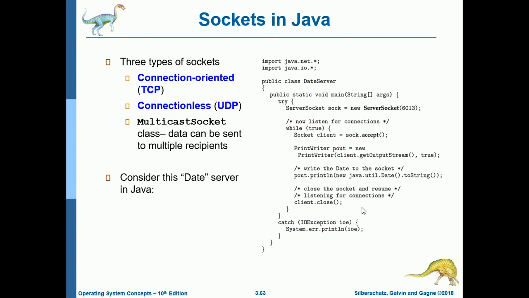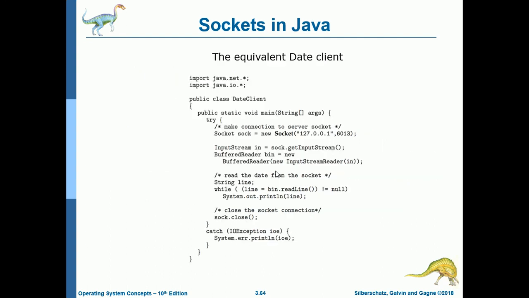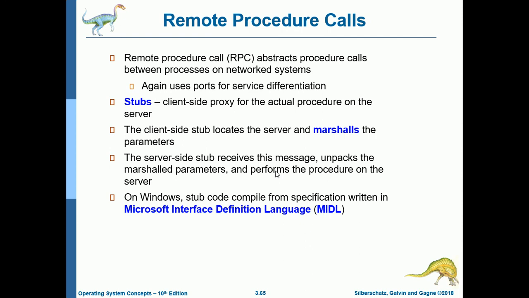Okay, and then next we have the MulticastSocket class. Data can be sent to multiple recipients. So consider this date server in Java. This is an example of a class DateServer and its code, an application of sockets in Java. Okay, this is the equivalent date client. And then next we have remote procedure calls.